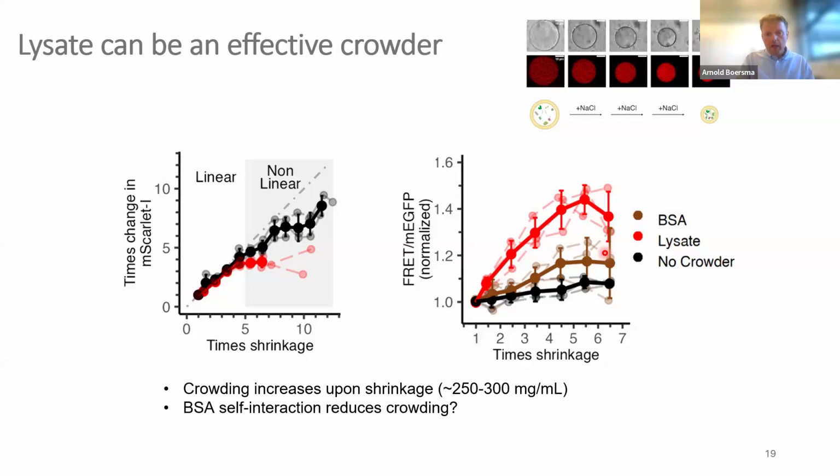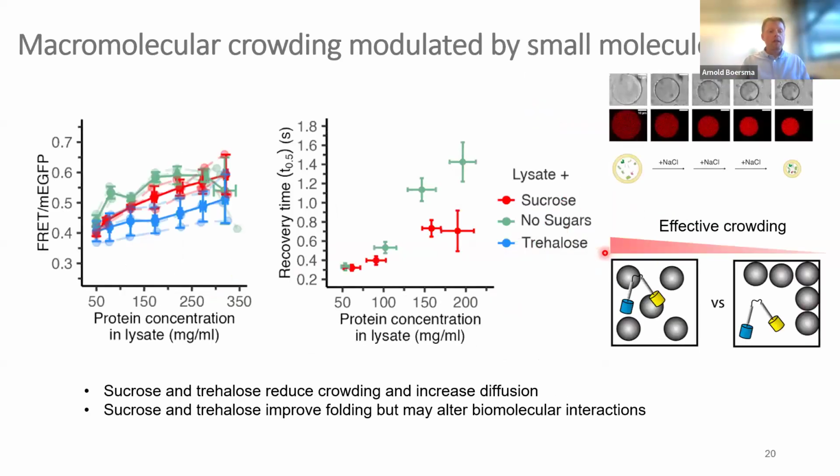So now we have this established, we can increase crowding and we get to high levels. So are these levels relevant or not? And how do small molecules play a role? To test this, we first played with the role of sucrose. Here the red line is the FRET ratio versus the protein content in lysate, which we calibrated from the size of the vesicles. We saw first that the concentration increases from 50, and some vesicles, not all, but a few vesicles, went all the way to 300 milligram per milliliter.